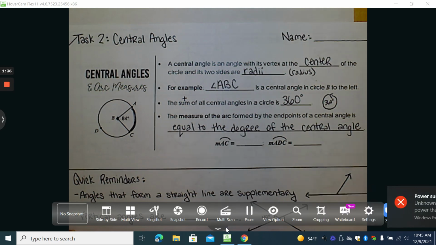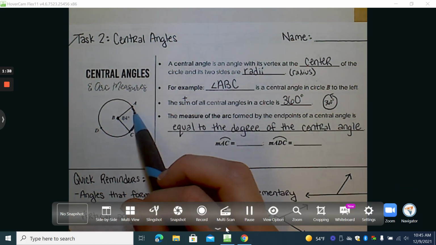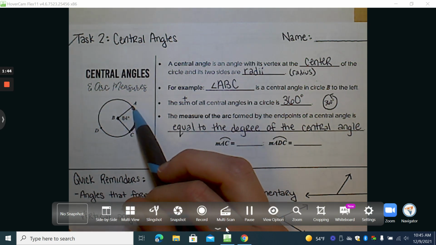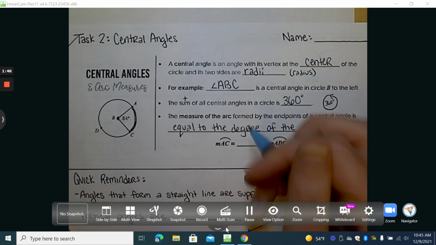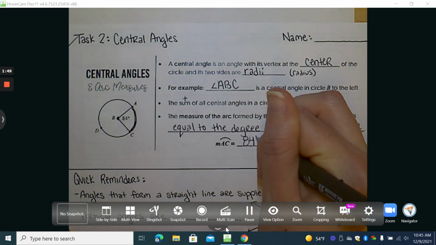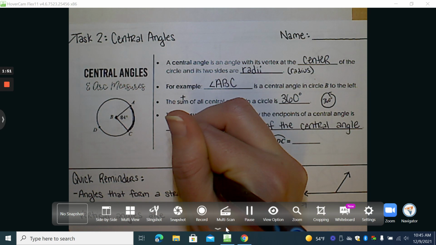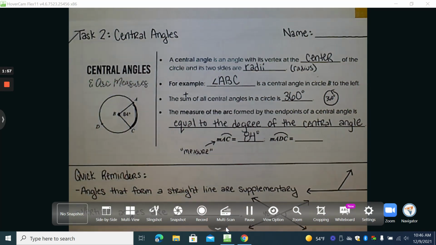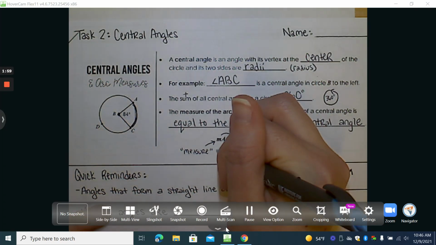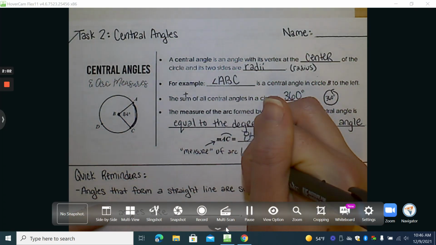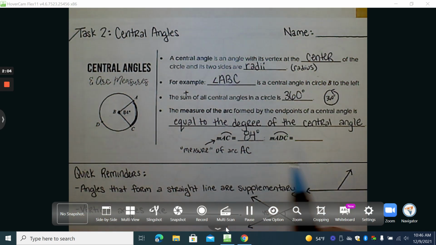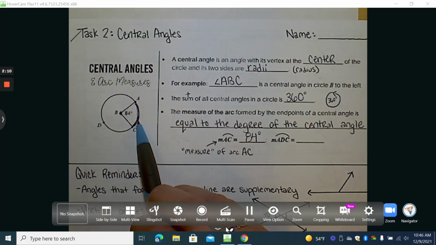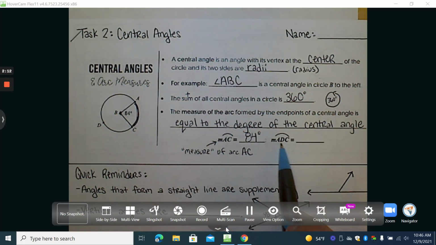And so I have this angle ABC is 84 degrees. That means that this arc AC is also equal to 84 degrees. And that M right there just means measure. Measure of that arc AC is 84 degrees.